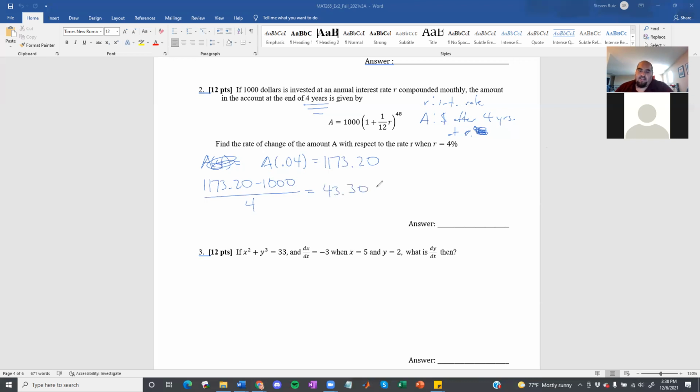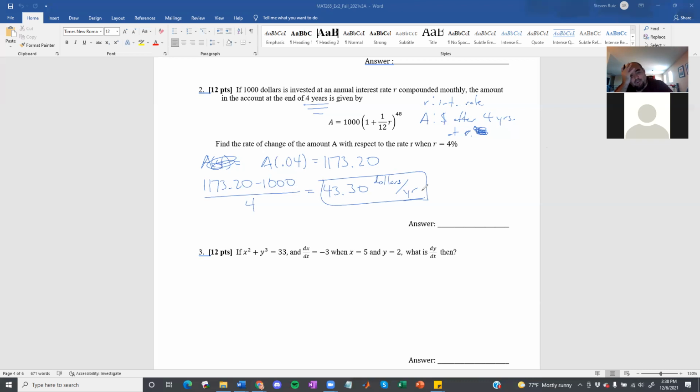Can we assign a unit to this? I don't think so, but you can try calling it increase of amount per year. Look at what we subtracted: 1173.20 and 1,000. What are those both measured in? Dollars. What's the denominator measured in? Years. So then it's dollars per year. So this is a rate of change of dollars per year, right? Mm-hmm. Average rate of change of dollars per year.